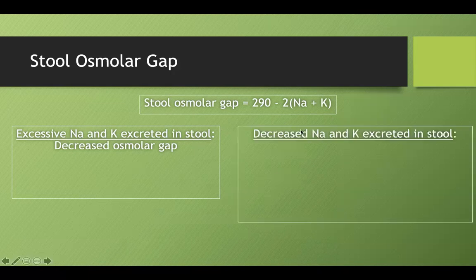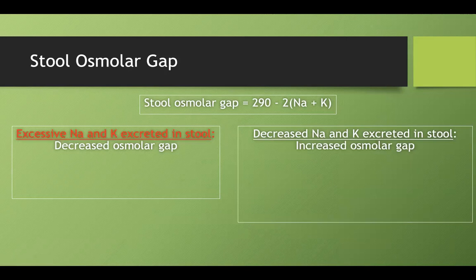Well, actually, let me talk about this first. I will go over that. On the contrary, we just talked about any decrease in sodium and potassium in your stool will give you a small number here. So 290 minus a small number, you'll still have pretty close to 290, right? So it'll be a large osmolar gap. Now I want to go back to what I was alluding to and talk about what scenarios would give you excessive sodium and potassium excretion into your stool.